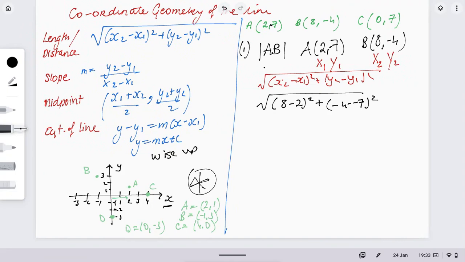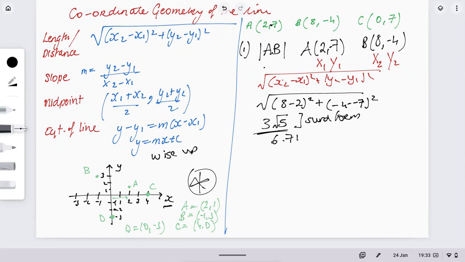We get 3 root 5. Now that's in surd form. If they wanted it in so many decimal places, press your SD button, say 2 decimal places, 6.71. Now I prefer the surd form, but it depends what they wanted. So that's your length, or that's your distance.